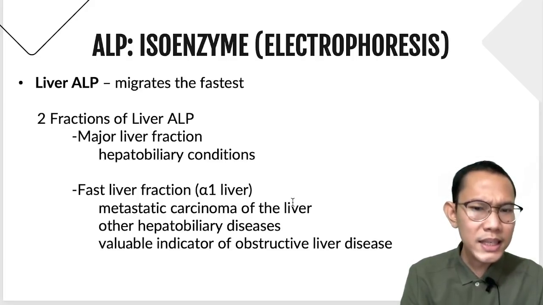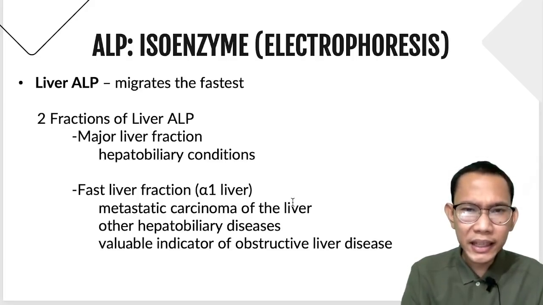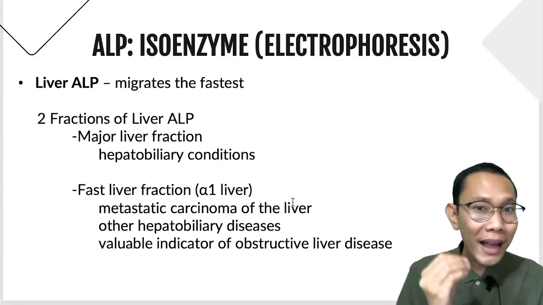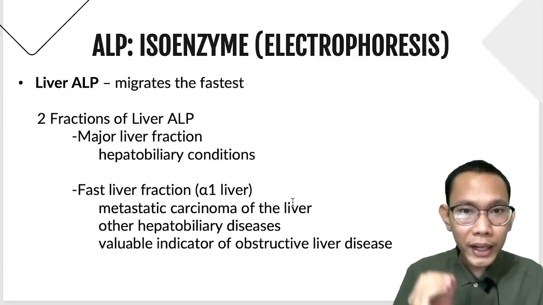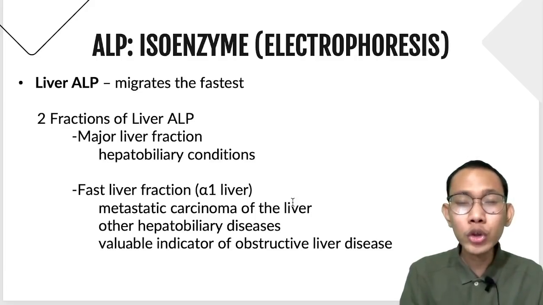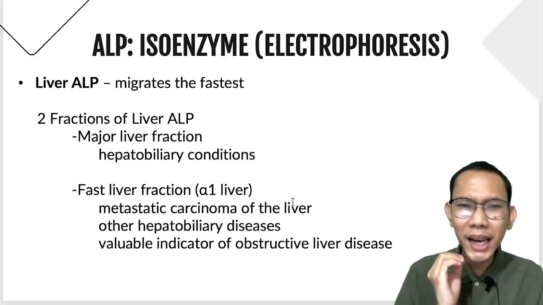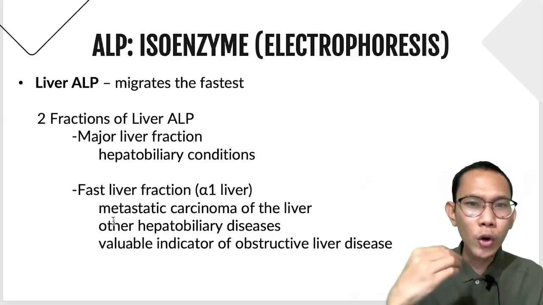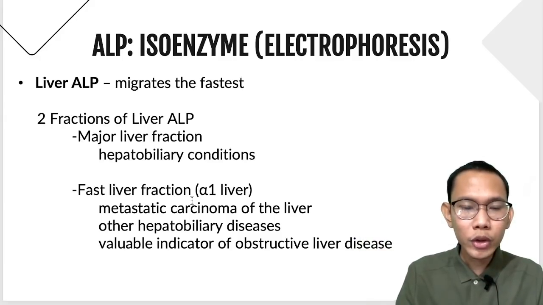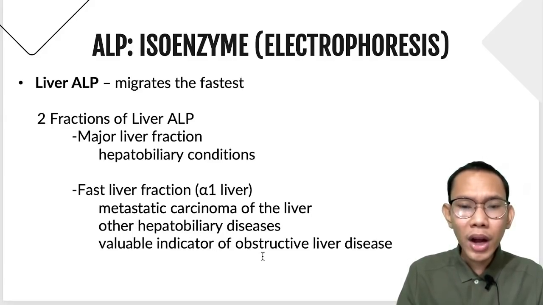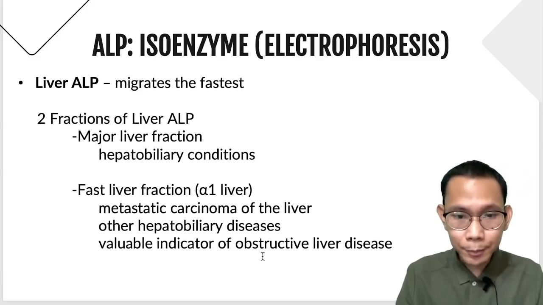Pag sinabi nating metastatic, anong ibig sabihin niya? Metastatic cancer. Meaning, pag metastatic cancer, therefore, kumalat na yung cancer sa different organs ng katawan. Ito yung sinasabi natin, usually staging na. Stage 4, kasi pag mets na yan, stage 4 na yan. Malala at mahirap na yung gamutin, kasi nga, kumakalat na sa buong katawan. Usually, stage 4 na yan ang classification. Metastatic carcinoma of the liver, other hepatobiliary diseases, and a valuable indicator of obstructive liver disease.